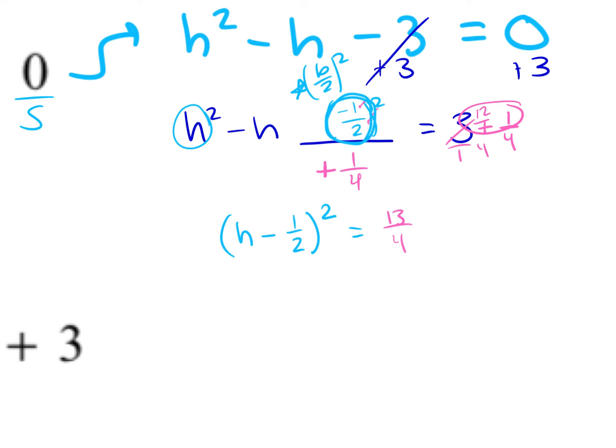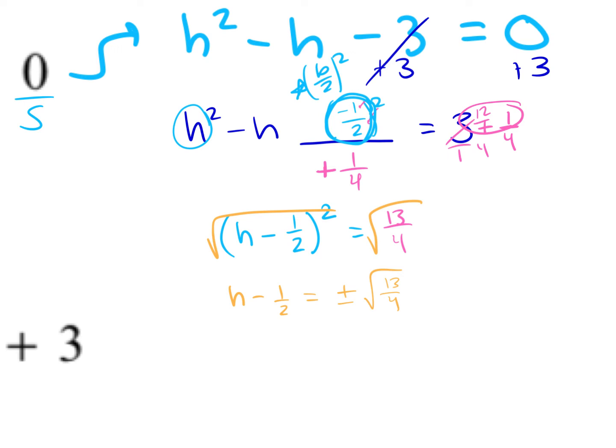What can I do next to solve? Square root both sides. So h minus 1/2 is equal to what? Plus or minus. We can just leave it as the square root of 13 over 4. That's fine.